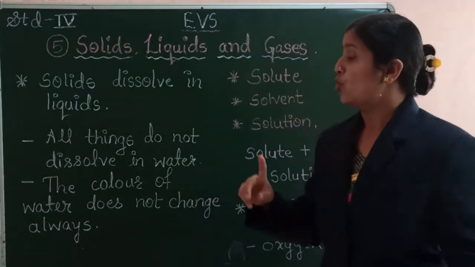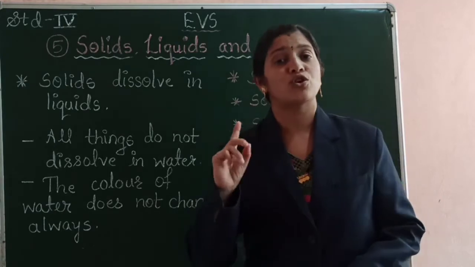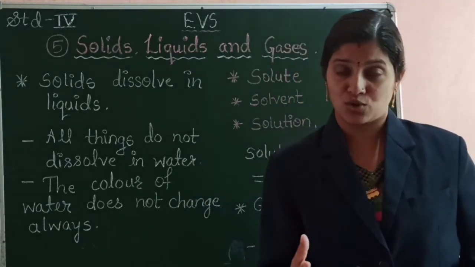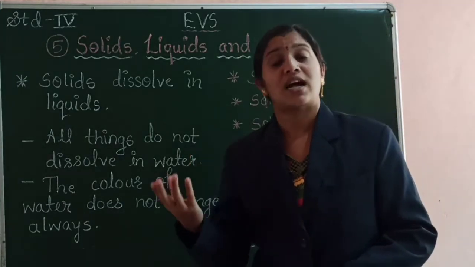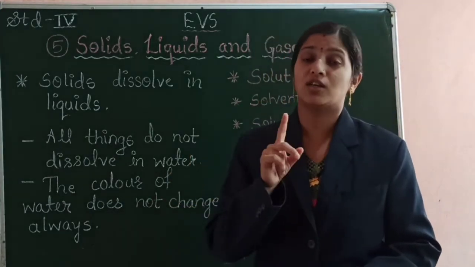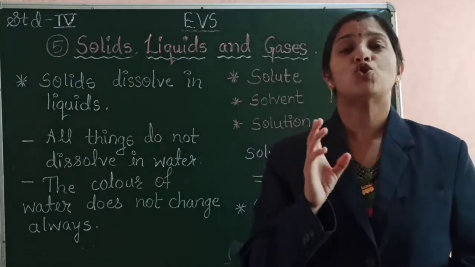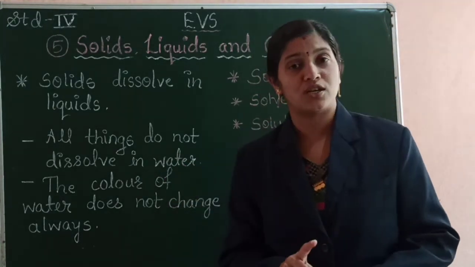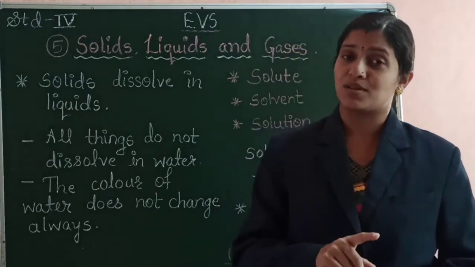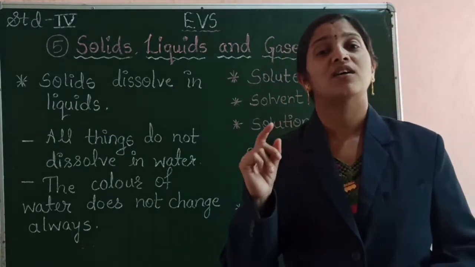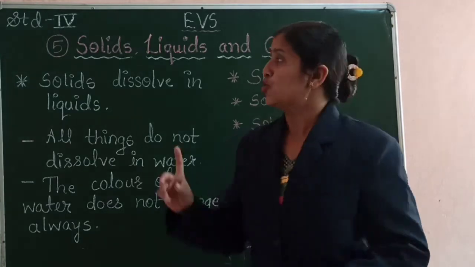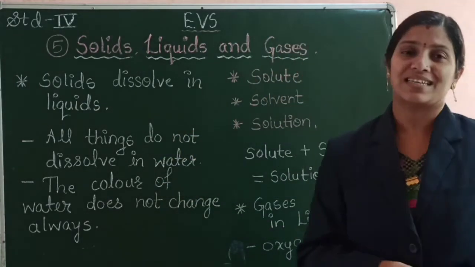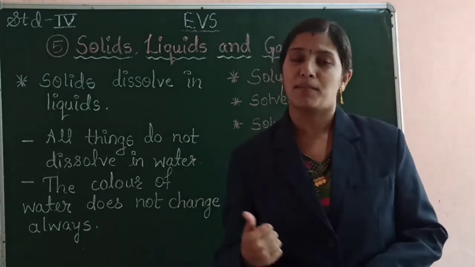It shows that the color of the water does not change when some solids are mixed into it, but when some other solids are mixed with the water, the color of the water will surely change. There are some substances which do not change the water color, but there are some substances which will change the color of the water. So this was the lesson about solids, liquids and gases, the three states of matter.